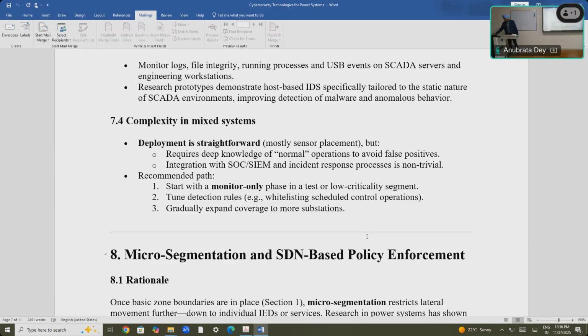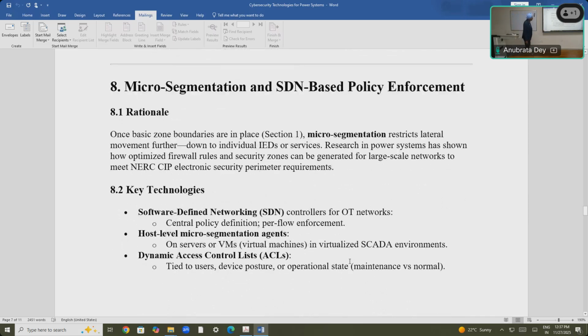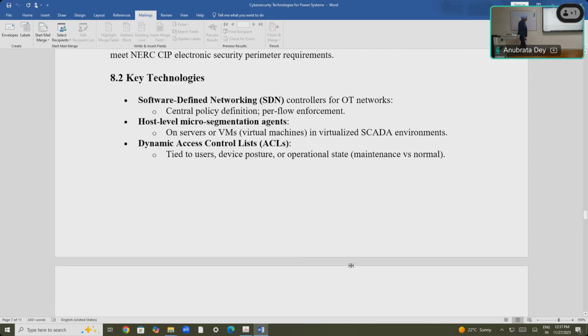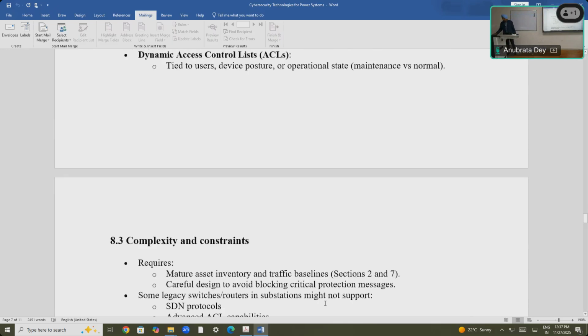And then, as we keep going, it becomes more and more complex. Microsegmentation and software-defined networks are there. That's the next. And the key technology is software-defined networking. Rather than having switches and routers, you could have a software-defined network. And on the fly, you can change the rules. So host-level microsegmentation, virtual machines, that's possible also. And then dynamic access control. Those are again not easy to set up, but those are the key technologies.